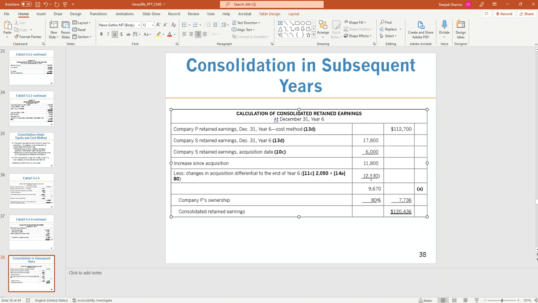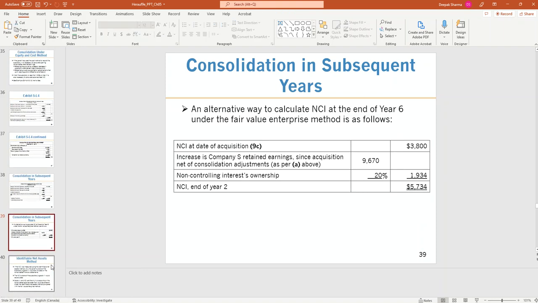And then you look at the change in the acquisition differential at the end of year 6, which is 2,130. We just keep adding and decreasing as we record the acquisition differentials, and that is your value. And then the amount that belongs to the parent is 80%. So 80% of that shows up as company P's ownership, and that gets added with the retained earnings of P, and then that will give you the new amount for the retained earnings at the end of year 6. And you continue to do that as you move along for the consolidation.